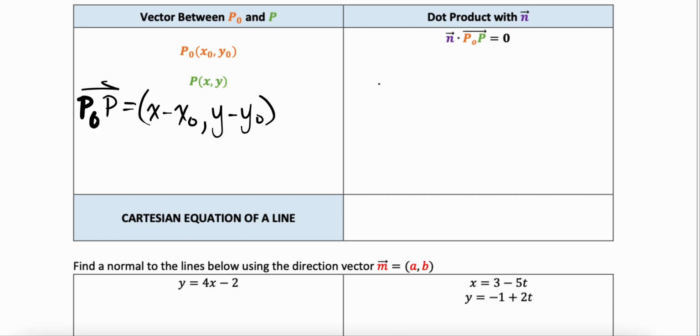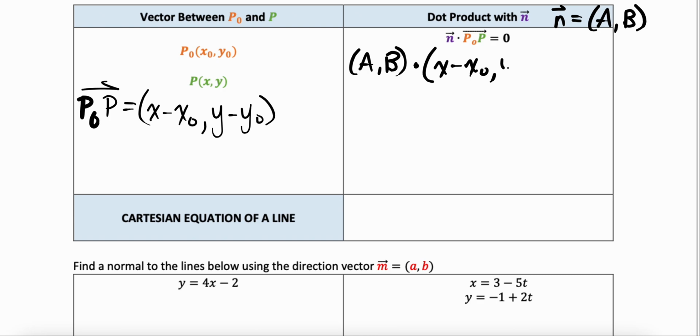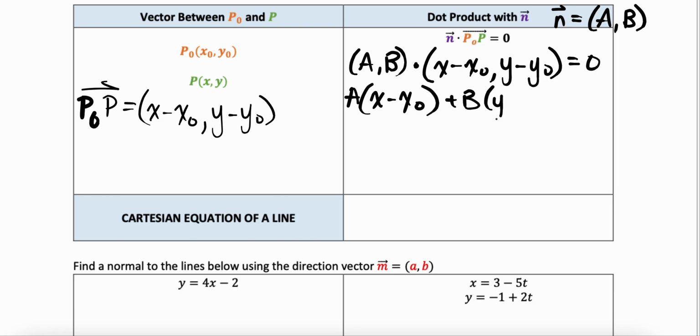If I wanted to find the dot product with that normal vector, again we're going to use capital A and capital B to represent the coordinates of the normal vector. So I'm going to take (A, B) and do the dot product with (x minus x0, y minus y0). Because those two vectors are perpendicular, the result is equal to 0. The dot product says I can take the x coordinate from one vector and multiply it by the x coordinate of the other vector. So A times (x minus x0) plus B times (y minus y0) is still going to equal 0.